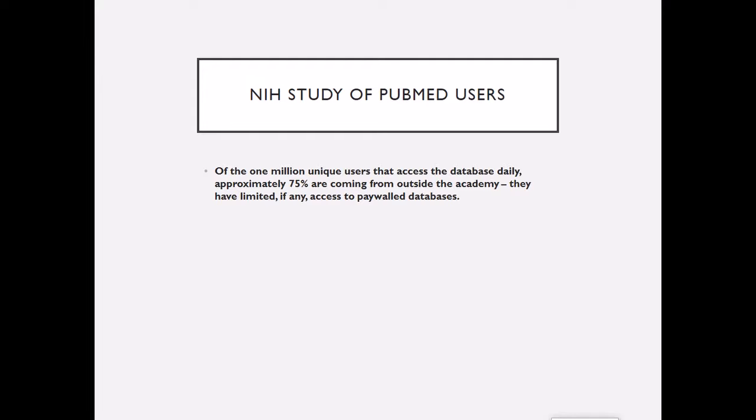This first one is actually just an estimate by NIH about PubMed Central users. Of a million unique users in a given day, they estimate that 75% of them are coming from outside the academic community, meaning that they don't have any access to subscription databases. So this is just to let you know how it's benefiting people around the world.